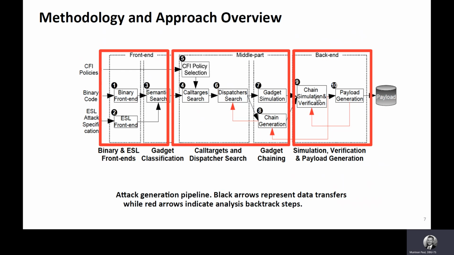Then if this succeeds, we go to the next step, which is gadget chain simulation and verification, where each chain is simulated. So basically we check if this chain works as intended, and we do a kind of verification based on symbolic execution. Next, this chain is used to generate the payload and plant it into the vulnerable program. So this is in a nutshell what we do during attack construction.